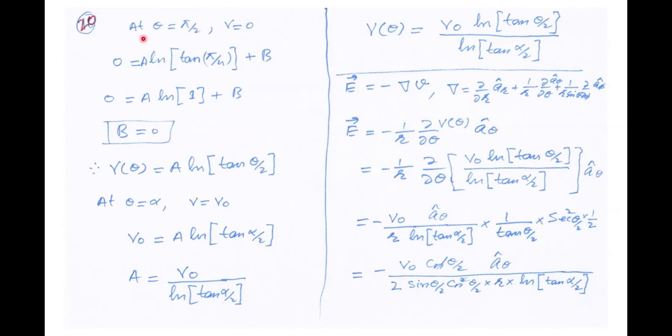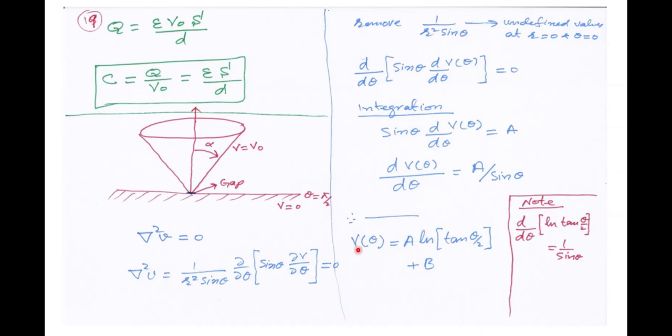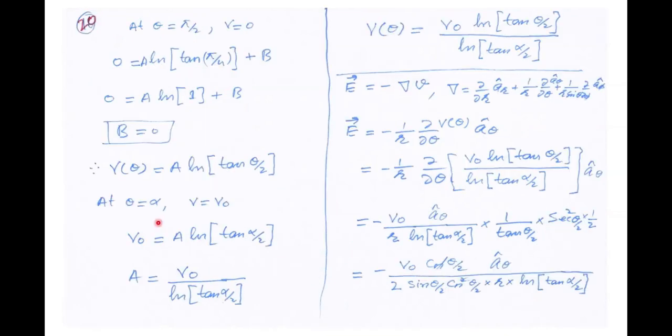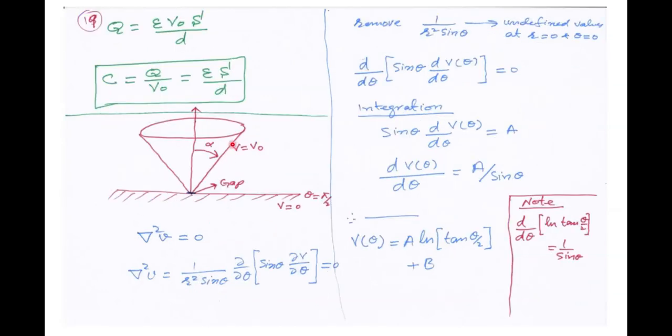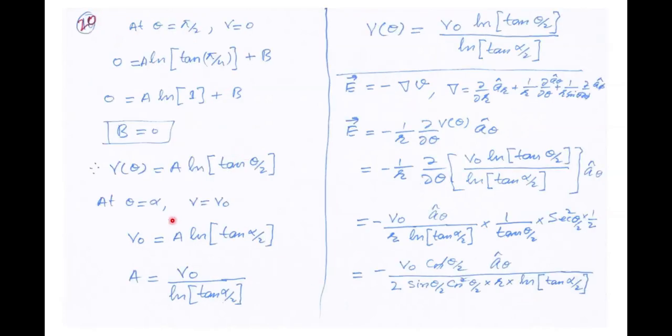So first apply the boundary condition at theta equal to pi by 2, where the potential is 0. This condition produces B equal to 0. So the resultant potential function reduces to this form. Now we are going to define the value of A. For this purpose, we apply the second boundary condition, that is at theta equal to alpha, the potential is V naught.